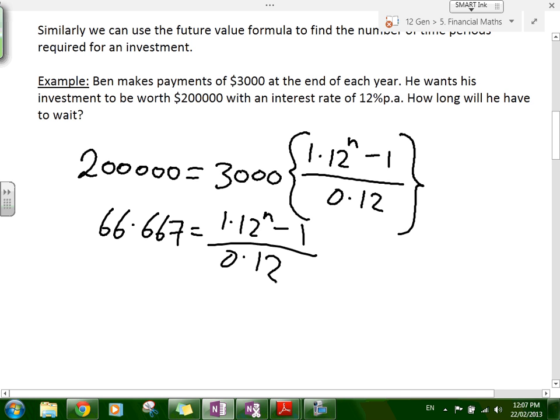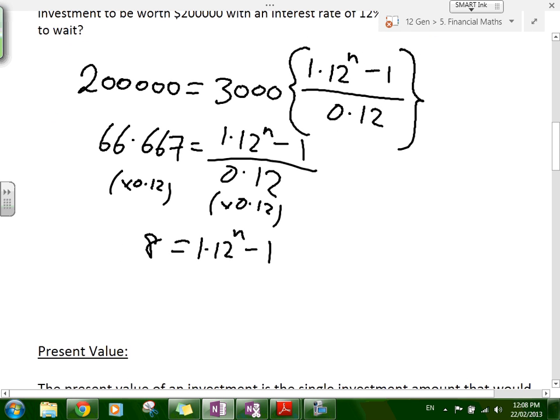How do I get this top by itself? Times both sides by 0.12. So multiply by 0.12. Right, so 66.667 times 0.12 equals 8, equals 1.12 to the power of n minus 1. Then we have to add 1 to both sides. So we end up with 1.12 to the power of n equals 9.